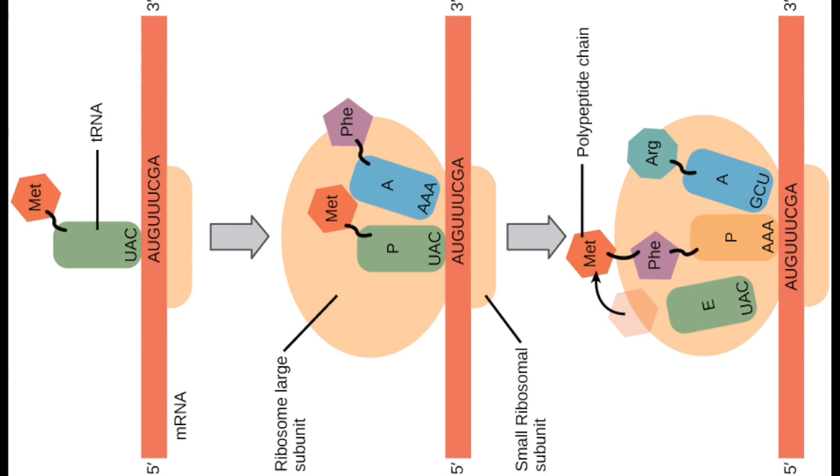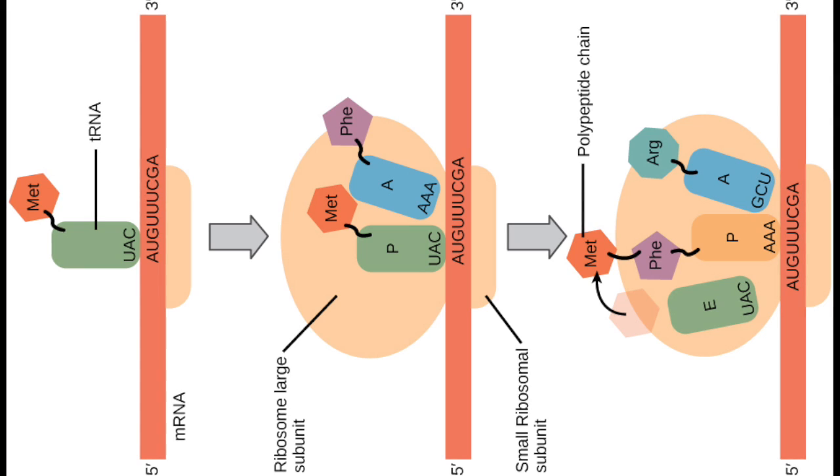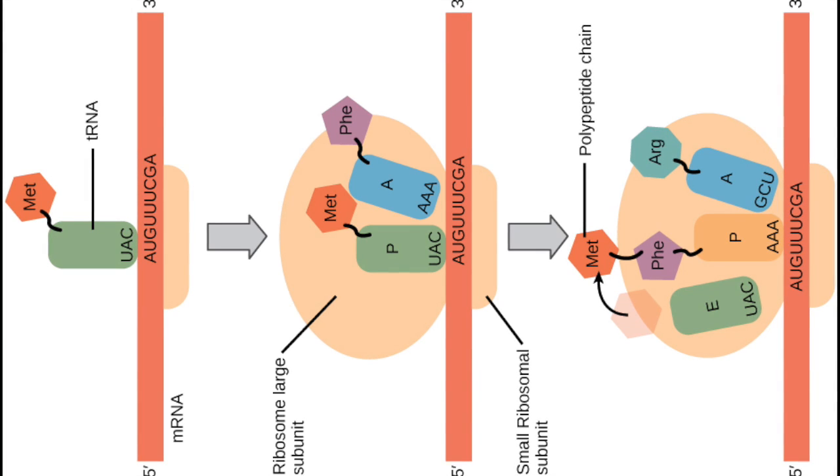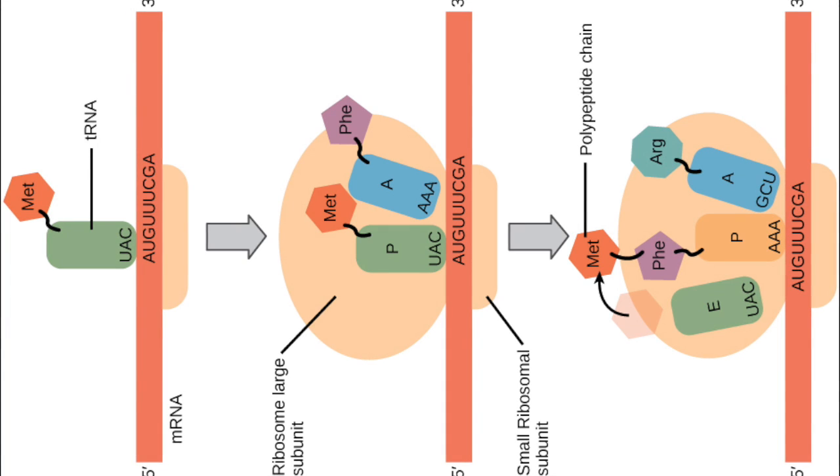The tRNA molecule carrying the amino acid methionine binds to what is called the start codon of the mRNA sequence. The start codon in all mRNA molecules has the sequence AUG and codes for methionine. Next, the large ribosomal subunit binds to form a completed initiation complex. After initiation, elongation will happen next.